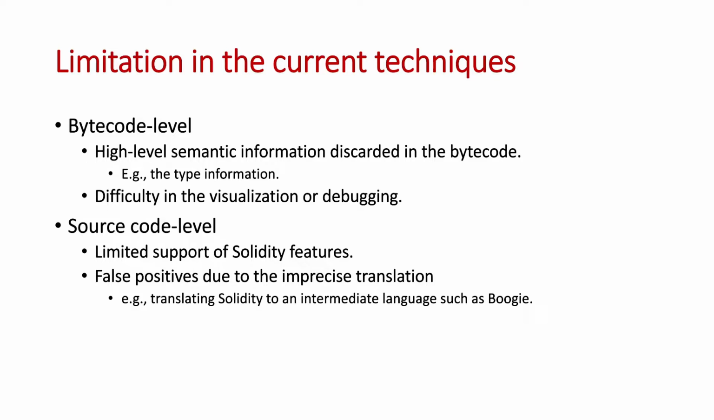However, there are limitations on the existing techniques. On the one hand, most of the existing symbolic execution tools are on the bytecode level, which retains limited semantic information about the smart contract. On the other hand, existing source-level tools for Solidity smart contracts offer limited support for Solidity features. Some of these tools translate Solidity into an intermediate language, such as Boogie, but this will introduce discrepancies among the code translation, which will lead to false positives.